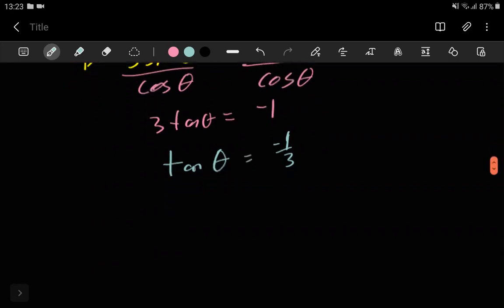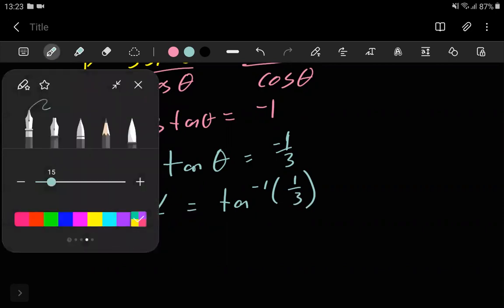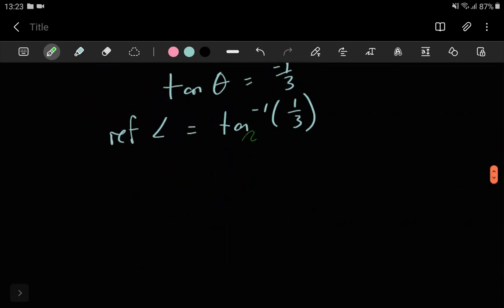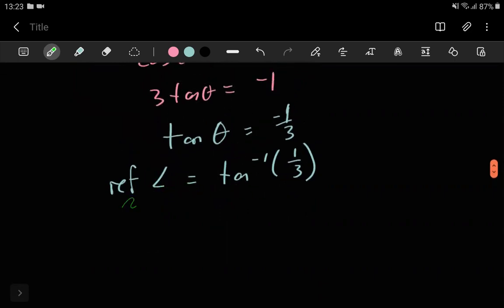So your reference angle is equal to shift tan of 1/3. You don't consider the sign, because you're getting a reference angle. You're getting something you can refer to help you get the answer. So from your reference angle here, the answer we're getting is, let's see, shift tan of 1/3. You're going to get 18.43. Let me just write it down.